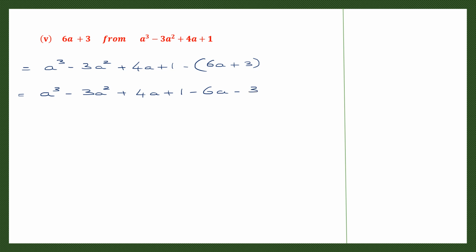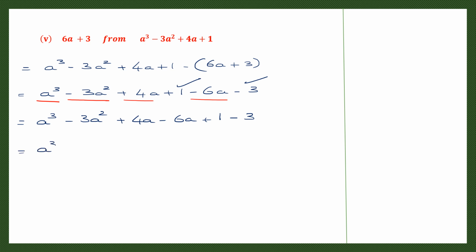Now let's get all the like terms together. So here we have only a cube by itself. So we write that, a cube. So this is over. Now here we have minus 3a square. We don't have another a square. So that also we'll write it as it is. A square. Then we have the a's. So here we have plus 4a minus 6a. So let's write that. Plus 4a minus 6a. And then the numbers plus 1 and minus 3. Plus 1 minus 3.